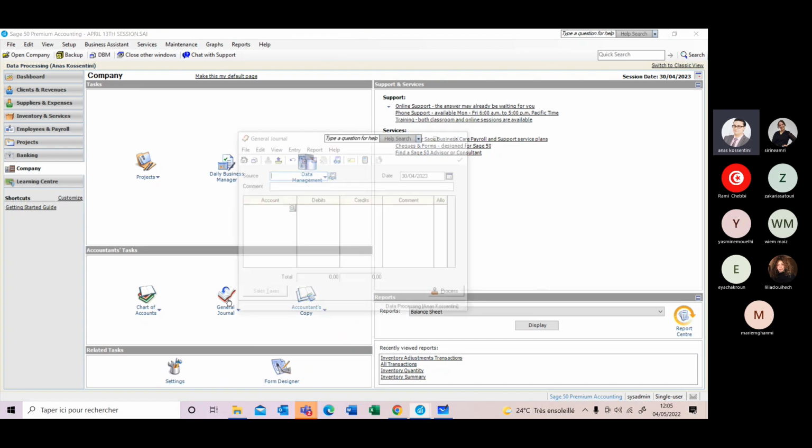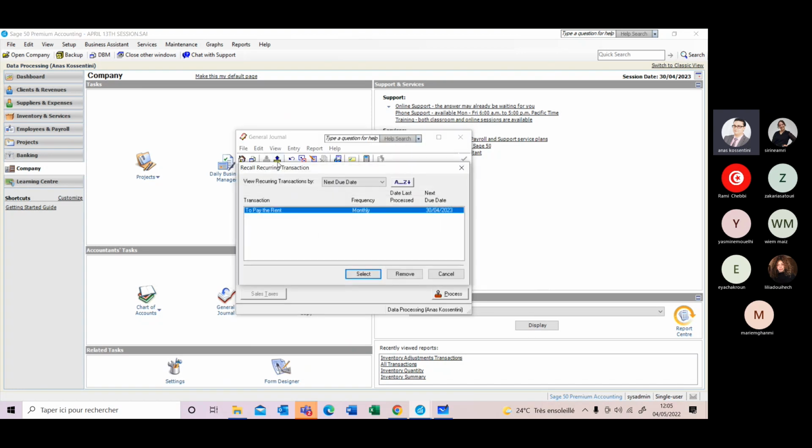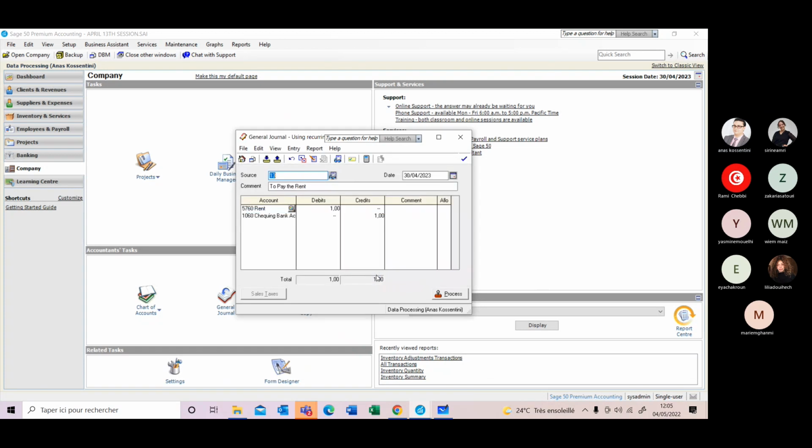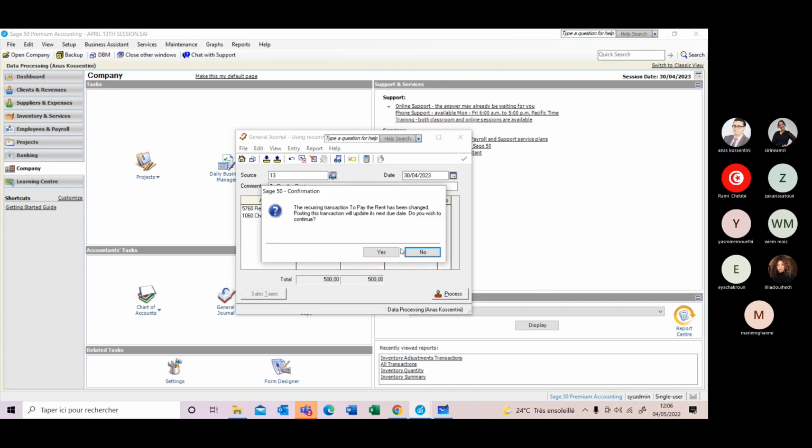If I go back to the general journal and click on this database, to pay the rent, you select it and you see $1. So you can change it, simple as that. You say 500. Not necessary to change the structure. The same debit and credit, but you change the amount every time you recall. And of course you can process. You see that if it is okay, you can process it, simple as that. You say yes.